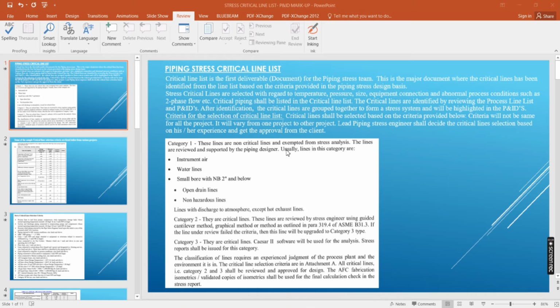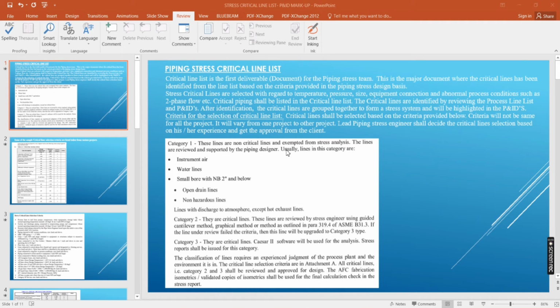In a project you will have a number of lines, for example 5,000 lines, 10,000 lines, or 1,000 lines. All lines shall not be stress analyzed using CAESAR software. So all lines are not critical. First we need to identify the lines which are critical and require stress analysis.